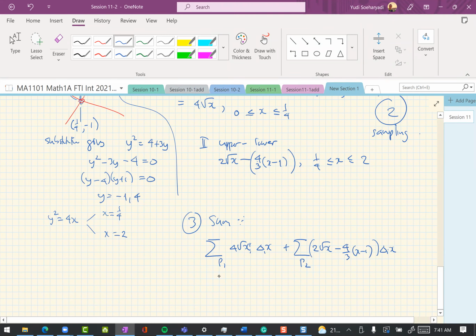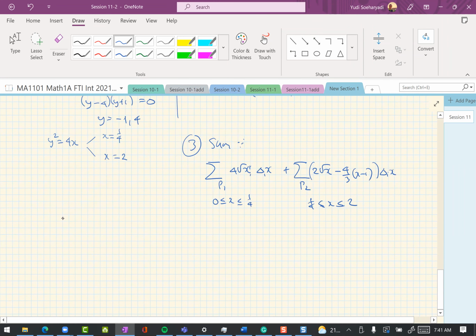Okay, this is between 1/4. Okay, so this is the Riemann sum. There are two kinds of Riemann sum here. And take the limit. So this gives you an approximation of area. So now the area, limit of the Riemann sum, you get the area.